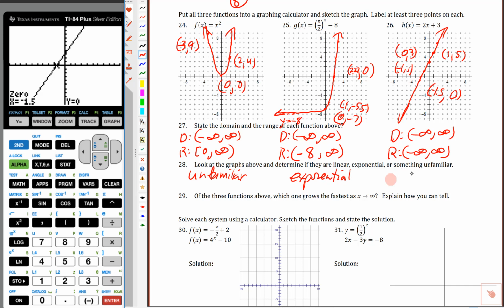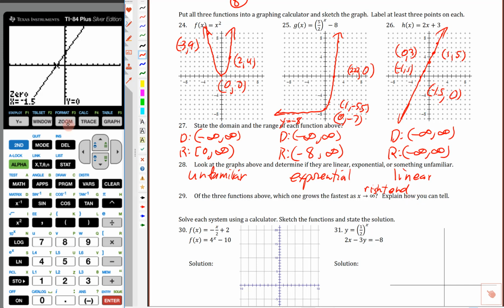Exponential. And this one is linear. And then it says, of the three functions above, which one grows the fastest as x approaches infinity? So again, out on the right end. So let's go ahead and take a look at this and see what we've got here.